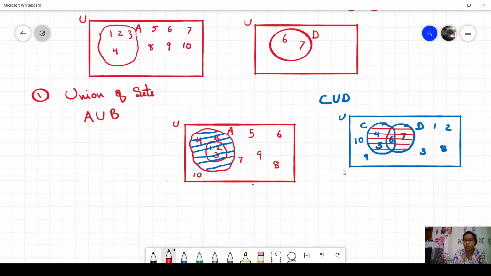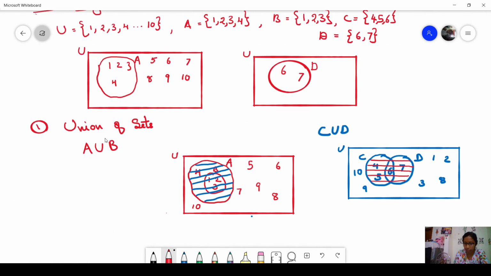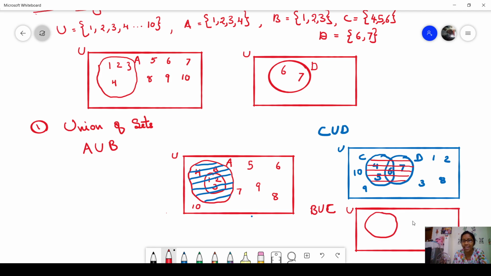So here we will take the example B and C, because there is nothing common between B and C. So we will take B and C and we will draw B union C. First, same thing, I am drawing one rectangle, that is our universal set. Then I need B and C. So B, I have drawn one circle. Then I need C also, and it is clearly seen that there are no common elements between B and C.